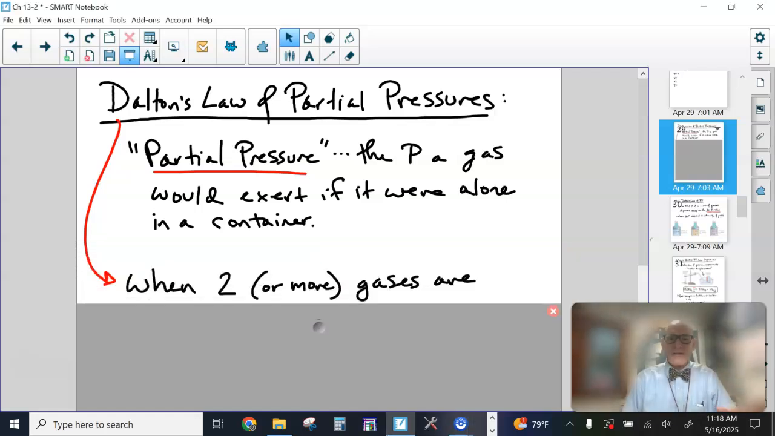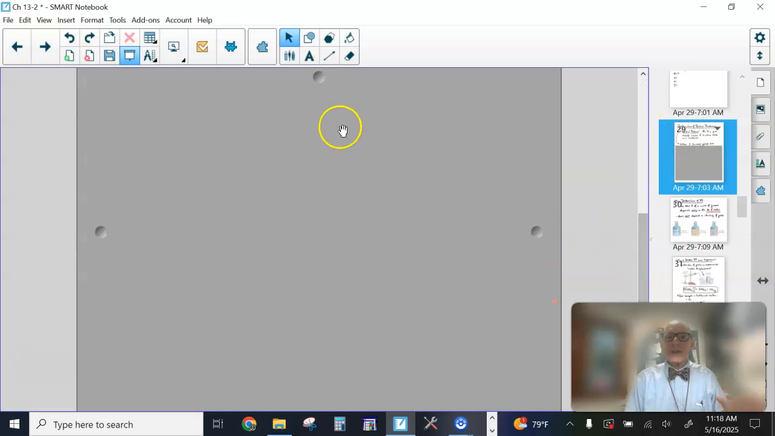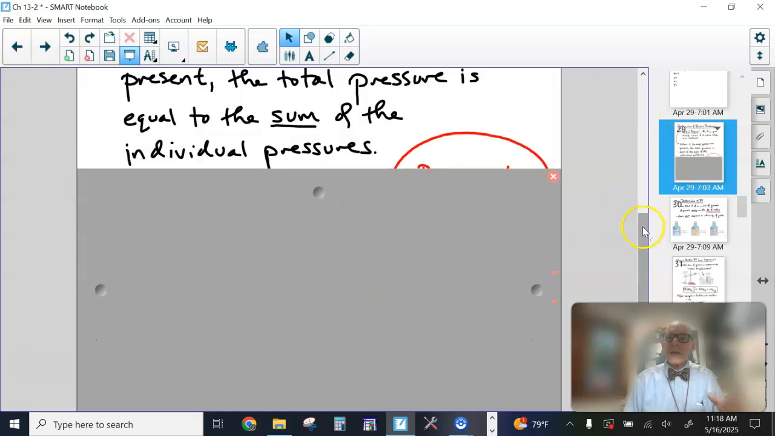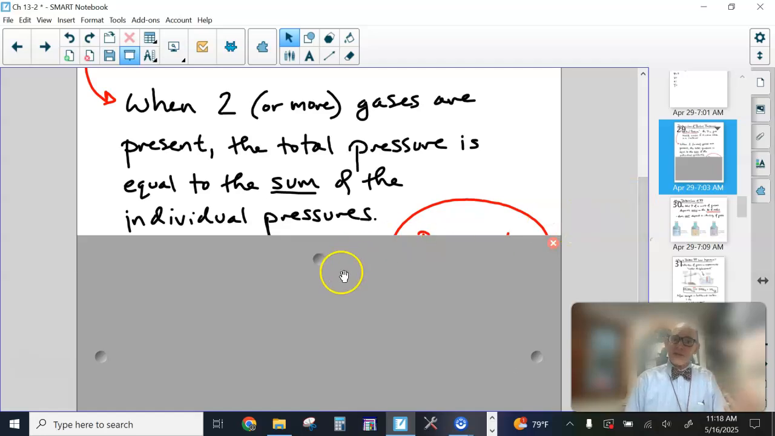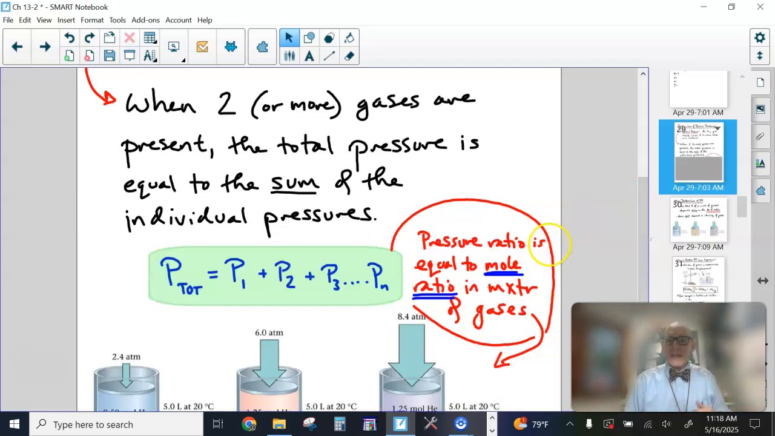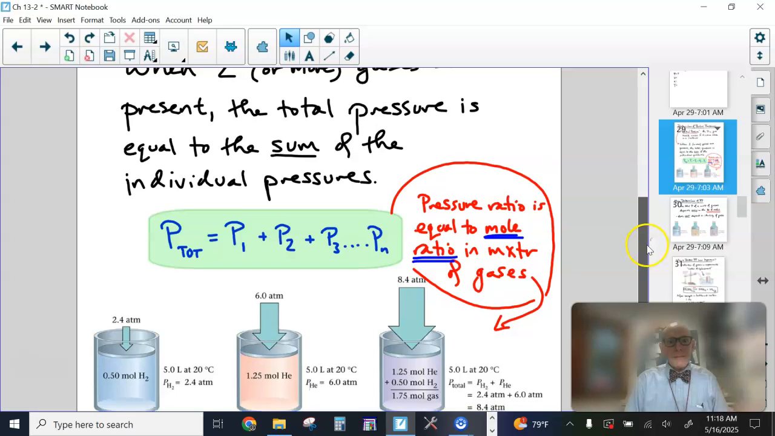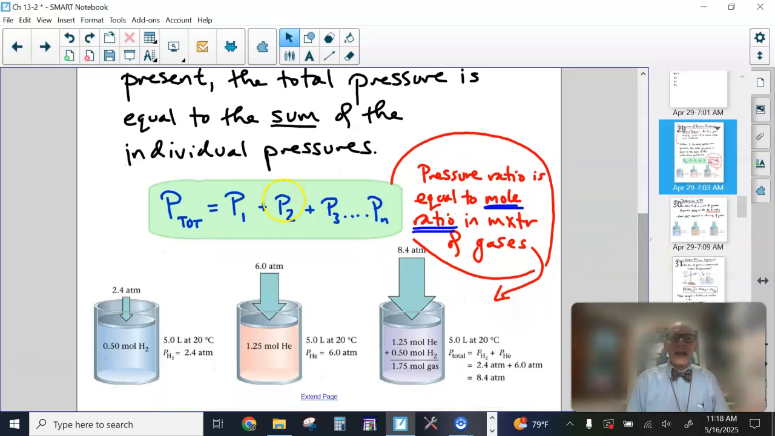That's a really awkward definition. I kind of like this definition a little bit better. That says the total pressure in a mixture of gases is equal to the sum of the individual pressures. And that's a little easier to understand, also easier mathematically to understand.